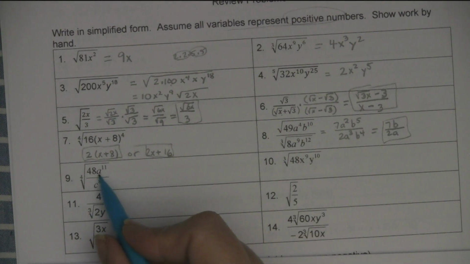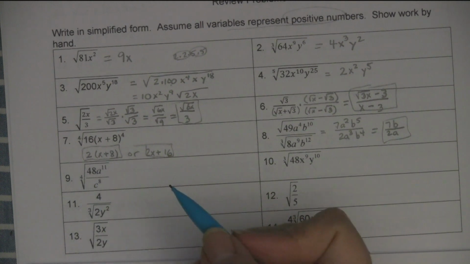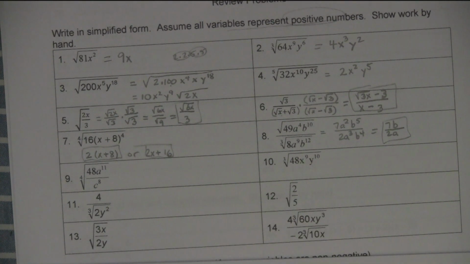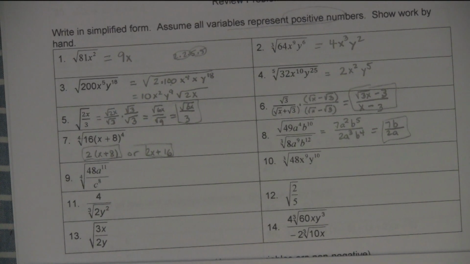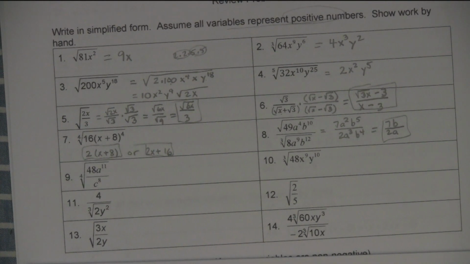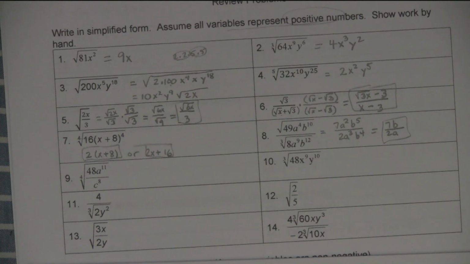Okay, the fourth root of 48. This one maybe is going to take me more room. So I'm going to write number 9 here. So I have the fourth root of 48. Now 48 is 2 times 2 times 2 times 2 times 3. And a to the 11th, c to the 8th.